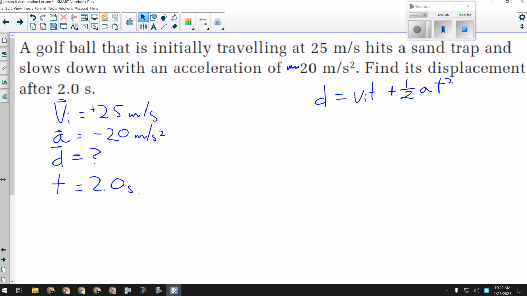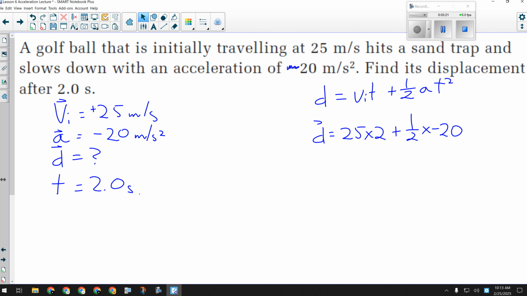So all I have to do is plug in my numbers. The displacement is going to be 25 meters per second times 2 seconds plus 1/2 times, and here's where people mess this one up, negative 20. If you forget the negative, you're going to get a ridiculous answer, like this thing went really, really far through the sand trap while somehow slowing down. You always have to look at your answer and ask, does that answer really make sense? Sometimes a simple mathematical error, like making a negative positive, will end up giving you a ridiculous answer.